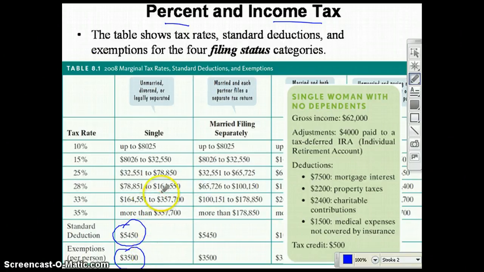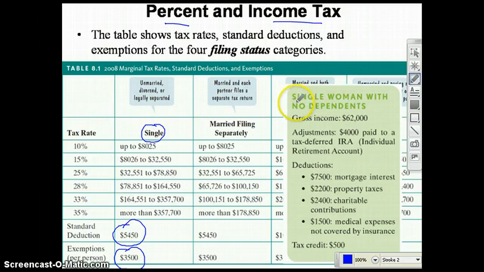Now notice this column of numbers is related to unmarried, divorced, or legally separated. We call that single. And then we have married filing separately and married filing jointly and so forth. Those are the different life categories. In the next couple of minutes, we're going to answer this question.